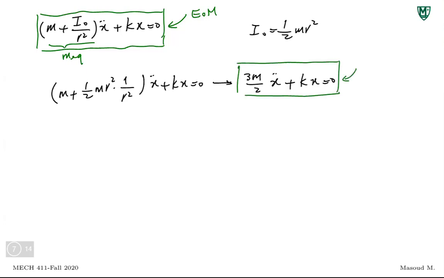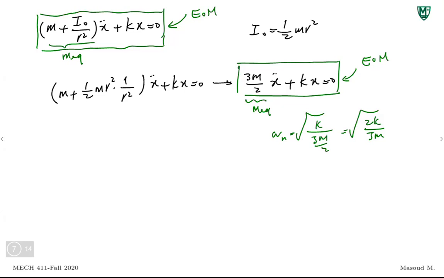This is an even simpler equation of motion because I'm given the radius of the disk and the mass of the disk, so I can actually find the mass moment of inertia. Hopefully I got the same thing I got from before. And you can find the natural frequency obviously from here, by dividing k over the equivalent m. The natural frequency would be k over 3m over 2, which is 2k over 3m. The rest is the same, we can find system response and everything.